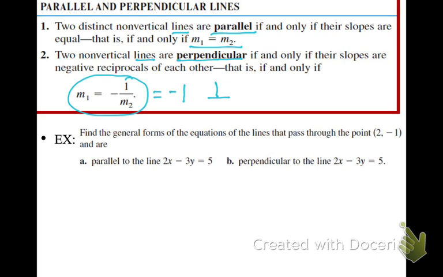Okay, we need a parallel line to 3x minus 3y equals 5. So we need to find the what? Slope. So I personally would find the slope by solving for y. How about you guys? Wouldn't that tell me the slope? Because then it would be y equals mx plus b. Yes? I'm going to add the y.